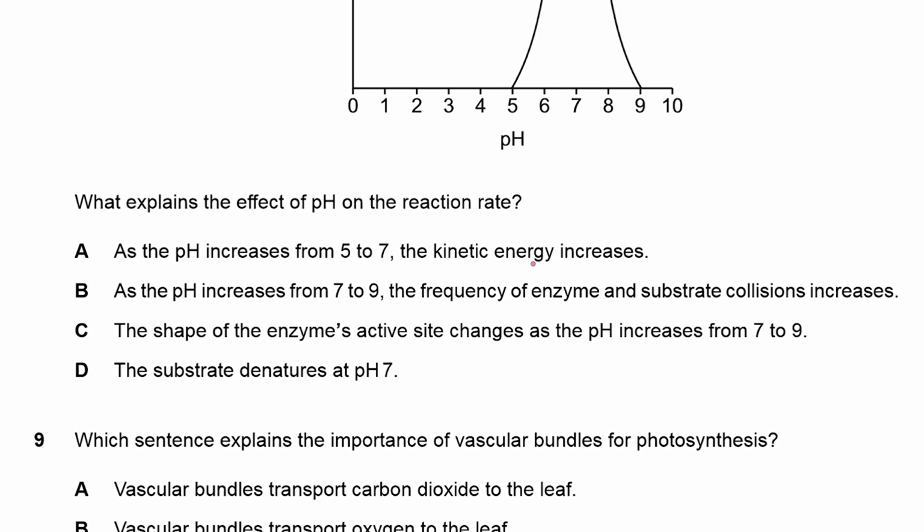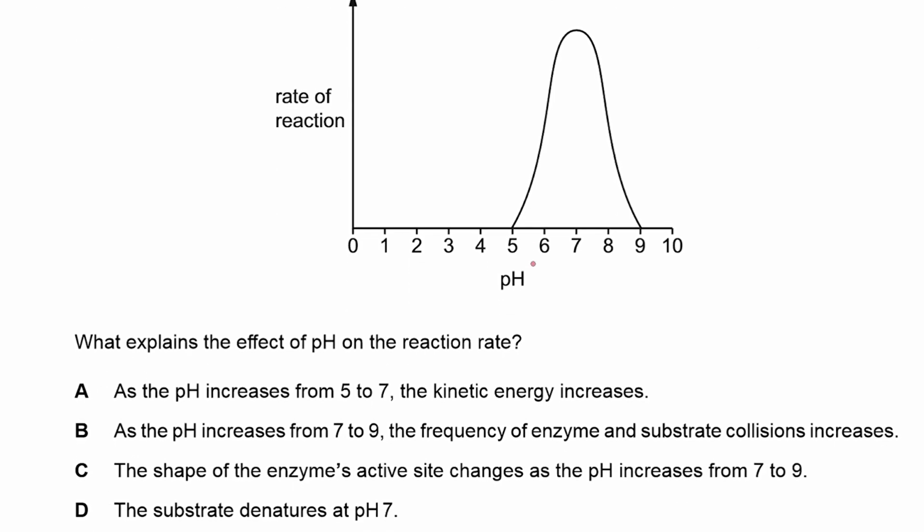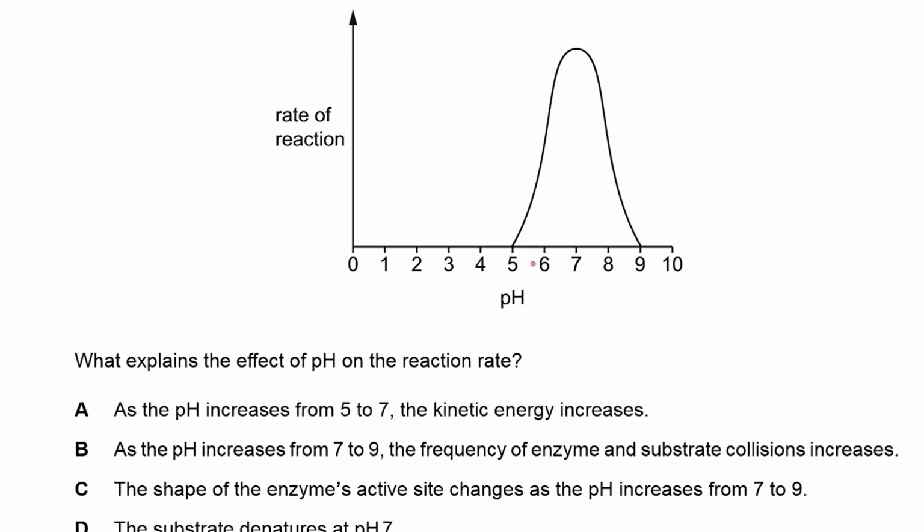Number 8 says, the graph shows the effect of pH on the rate of an enzyme-catalyzed reaction. What explains the effect of pH on this reaction? We have, as pH increases from 5 to 7, the kinetic energy increases.